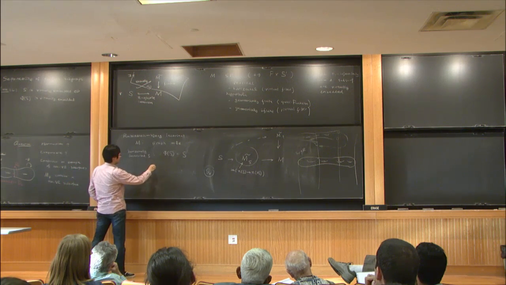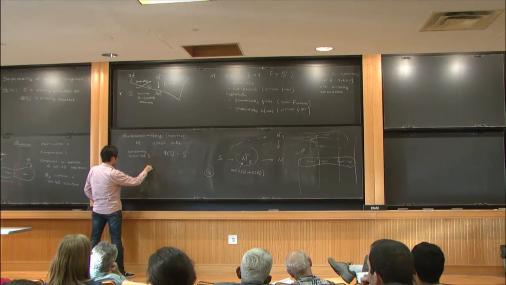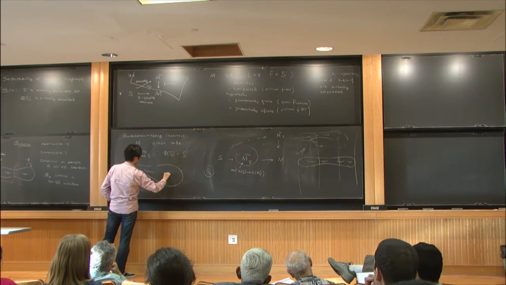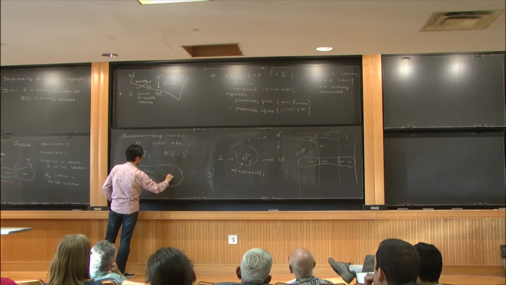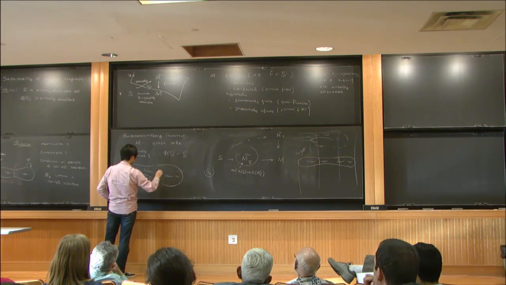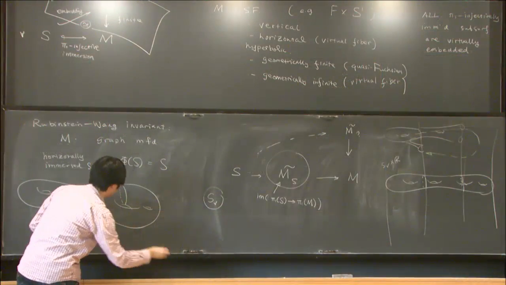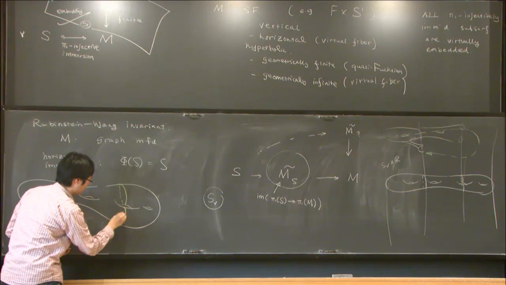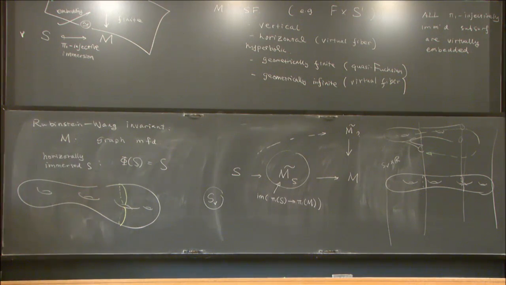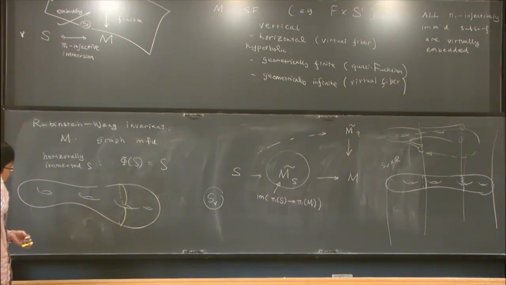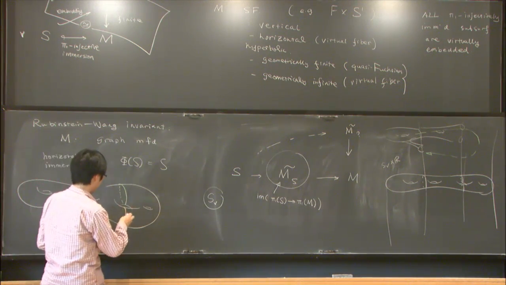Okay, so to recap, what we have here is that maybe I have some different circles that are mapped to different tori inside the three manifolds.